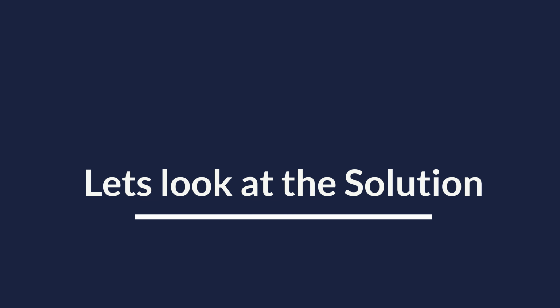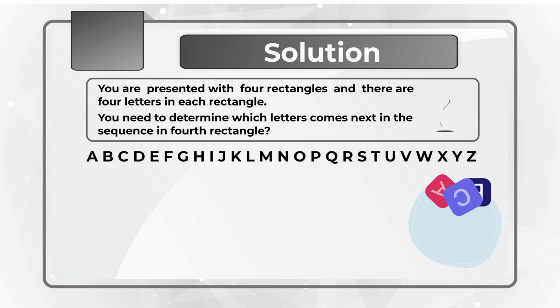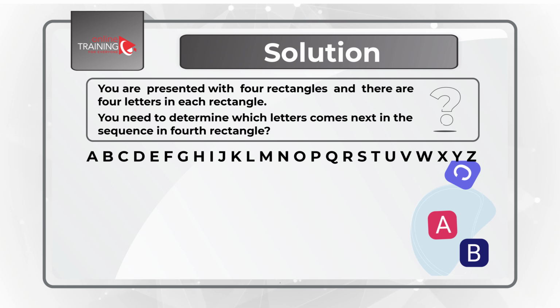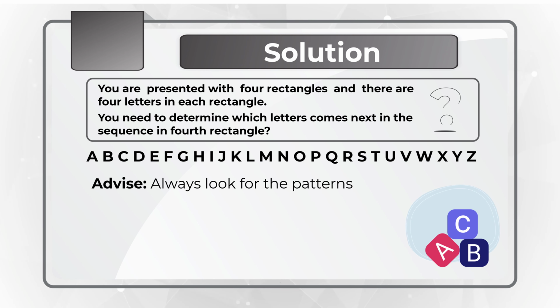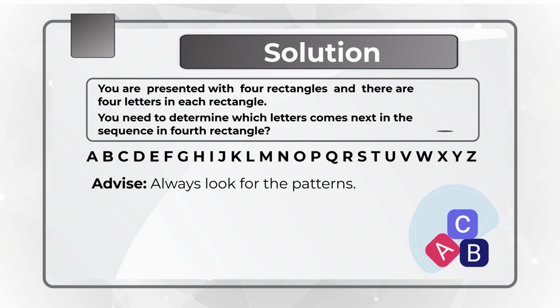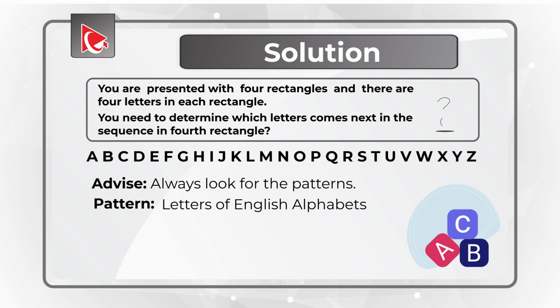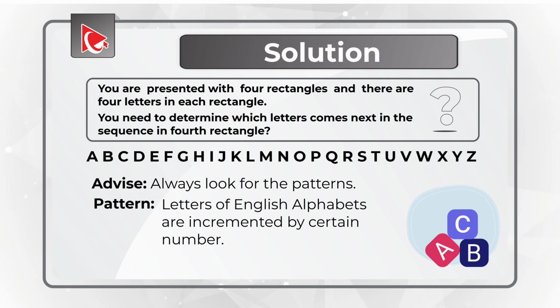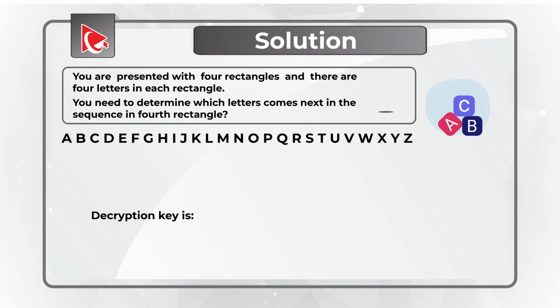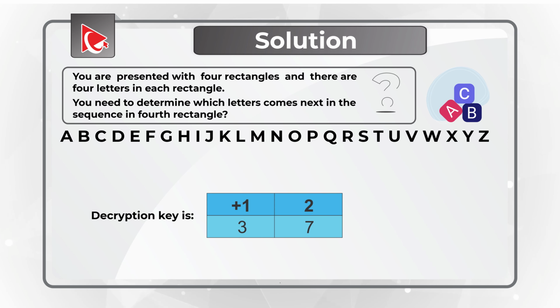To answer this question correctly, you need to know the letters of the English alphabet, and you need to know a little bit of math. My advice to you, always look for patterns, because you would need the pattern to solve this question. So let's first look at the pattern. As you might have guessed, letters of the English alphabet are incremented here by a certain number. The increment number is different for each section of the rectangle. And the decryption key, if you're familiar with encryption and decryption, is 1, 2, 3, and 7.